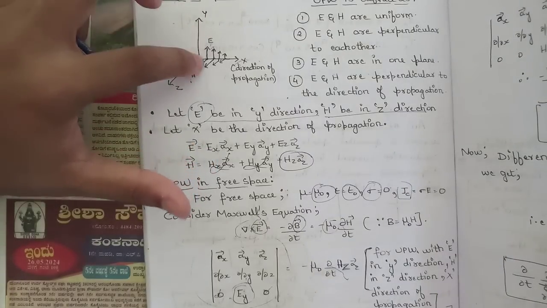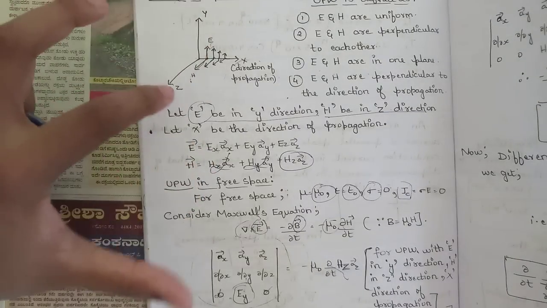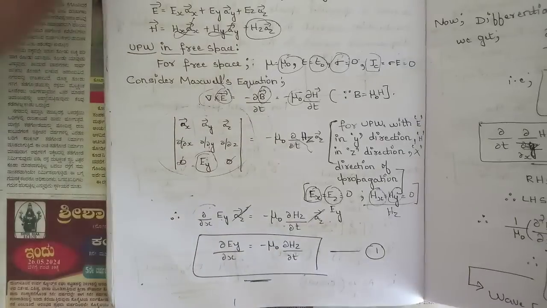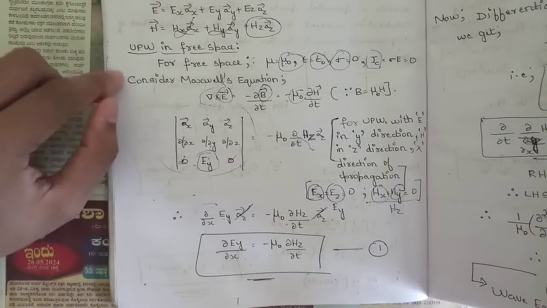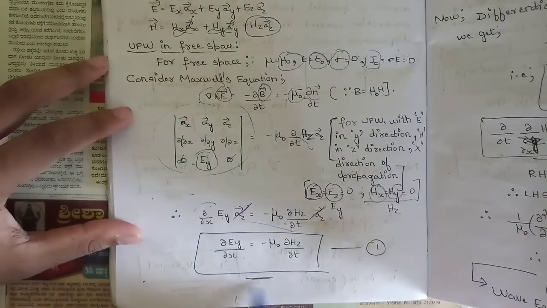In this case the electric field is in y direction and magnetic field is in z direction. So that's why, if we see the relationship between them using the Maxwell's equation for uniform plane wave in free space, this is the equation which we obtain.